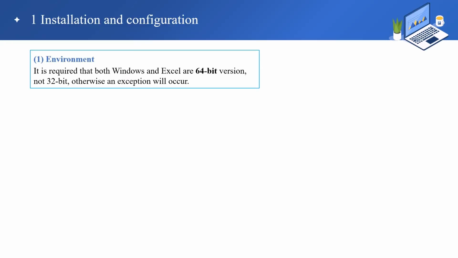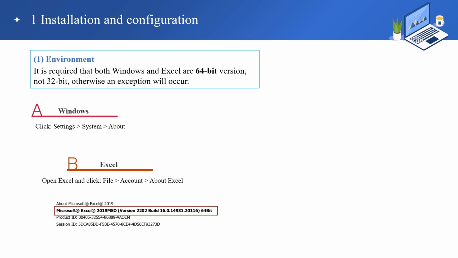1. Environment. First, check the installation environment. It is required that both Windows and Excel are 64-bit version, not 32-bit, otherwise an exception will occur. The method to determine whether Windows and Excel are 64-bit version is that, for Windows, click Settings, System, About, to find the information. For Excel, open Excel and click File, Account, About Excel. A pop-up dialog box will display the current Excel version.